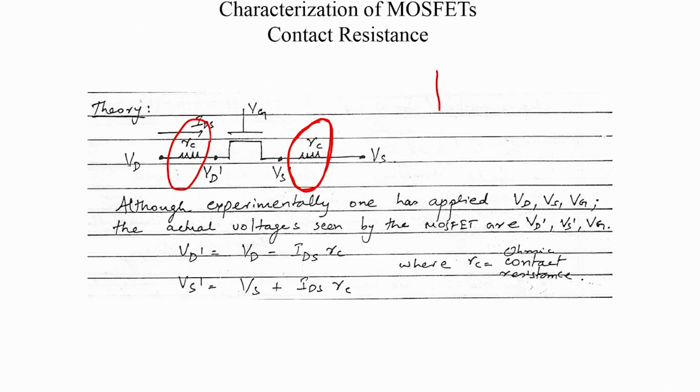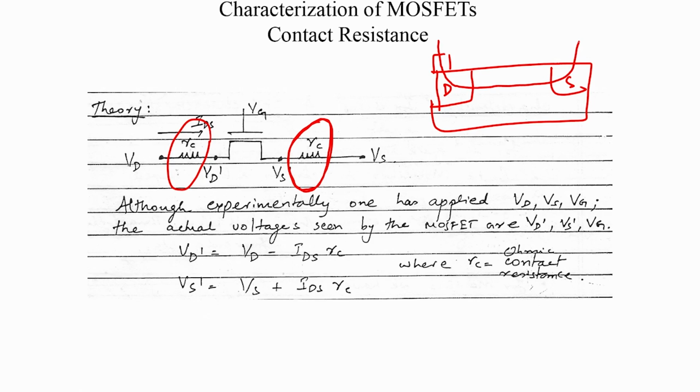And what do we mean by contact resistance? So, you have your MOSFET structure, you have your drain and source, and the idea of the MOSFET is to have a current flowing between drain to source when it is on.